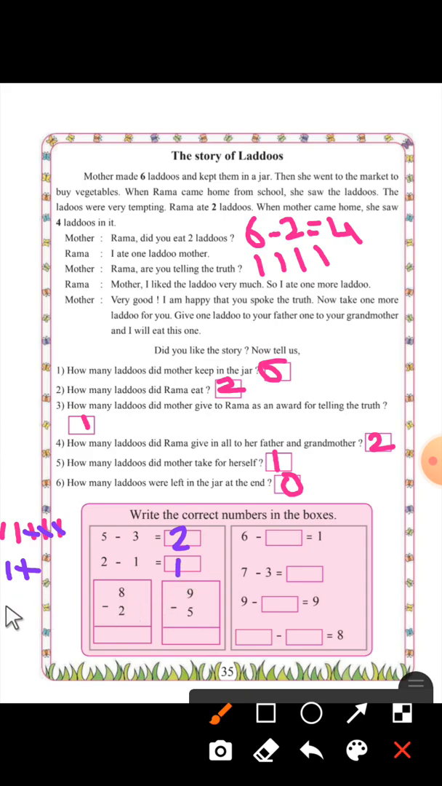8 minus 2. 1, 2, 3, 4, 5, 6, 7, 8 minus 2. Cancel 2. 1, 2. So the answer is 1, 2, 3, 4, 5, 6. 9 minus 5. 1, 2, 3, 4, 5, 6, 7, 8, 9 minus 5. 1, 2, 3, 4, 5. So the answer is 1, 2, 3, 4.